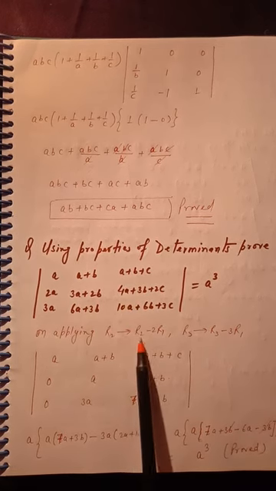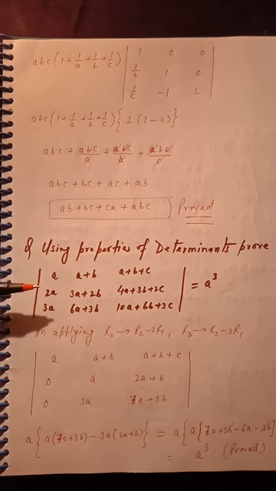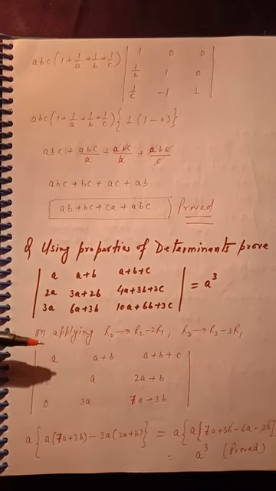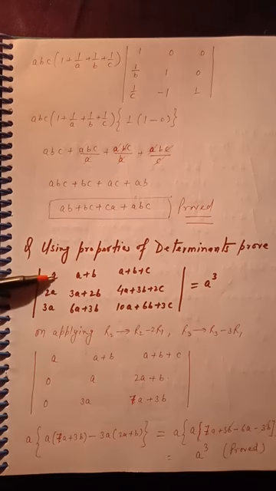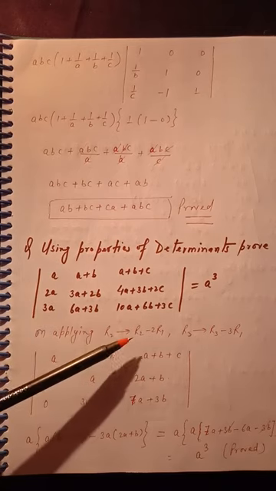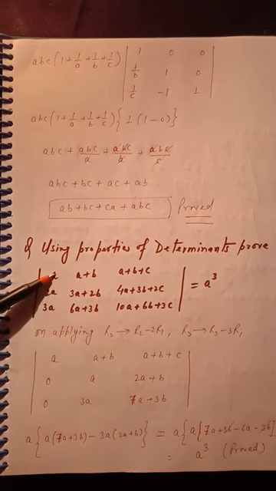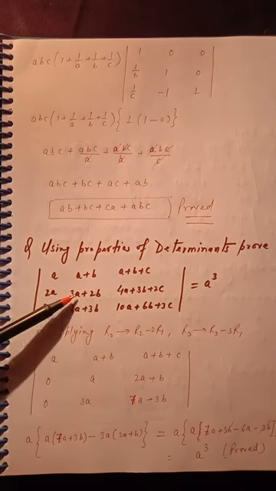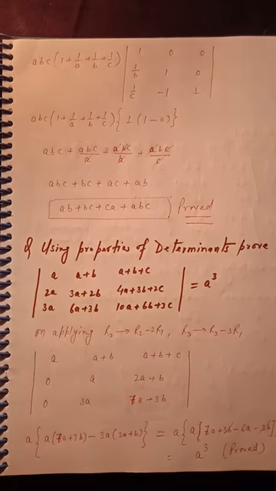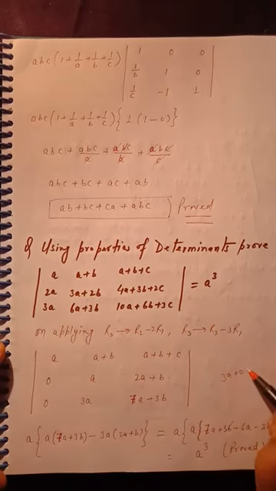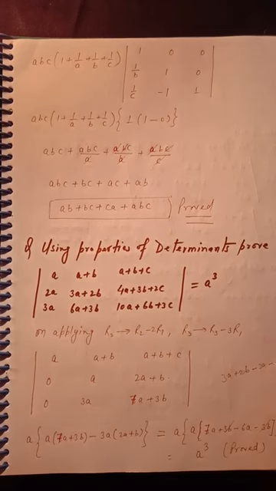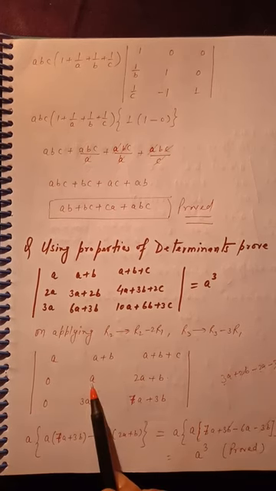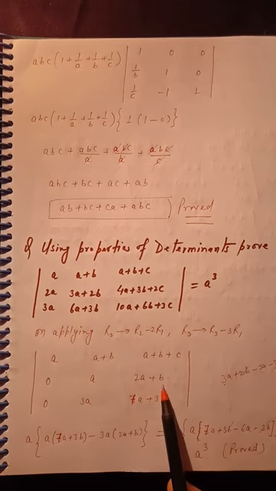So I am writing R2 is equal to R2 minus 2R1. So 2A minus 2A becomes 0, because row 1 will remain the same. I am changing row 2. Row 2 is equal to row 2 minus 2 row 1. So 2A minus 2A becomes 0. 3A plus 2B minus 2A minus 2B, right? So 3A minus 2A is A, and 2B minus 2B becomes 0. So this is A. Similarly, it will become 2A plus B.